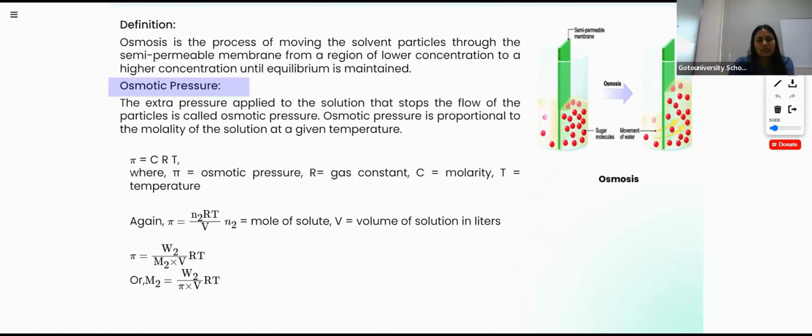Osmotic pressure we studied is represented by pi. The formula is pi equals CRT, where C is molarity, T is temperature, and R is the gas constant. The value will be given in the numericals in the exam. All right.